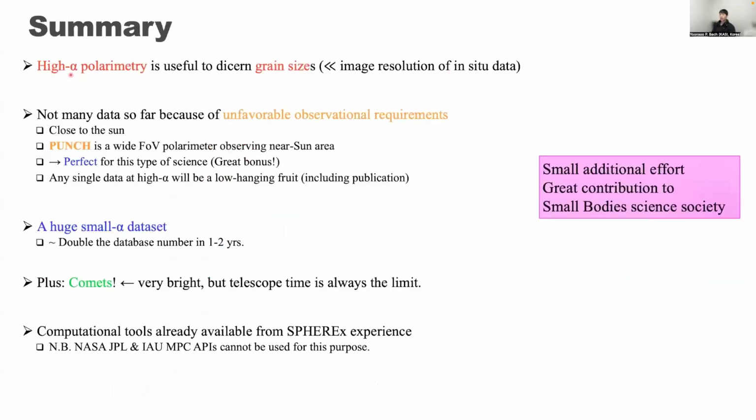In summary, high phase angle polarimetry is a scientifically interesting topic to study, but not many data points are available because of the unfavorable viewing geometry, and PUNCH is a perfect observatory for such kind of observations. And a small phase angle data set will also be obtained from the PUNCH mission, I expect, and that will make the PPC database very dense and much more diverse. And I'm expecting that a lot of statistical analysis and taxonomic type classifications, etc., will become possible.